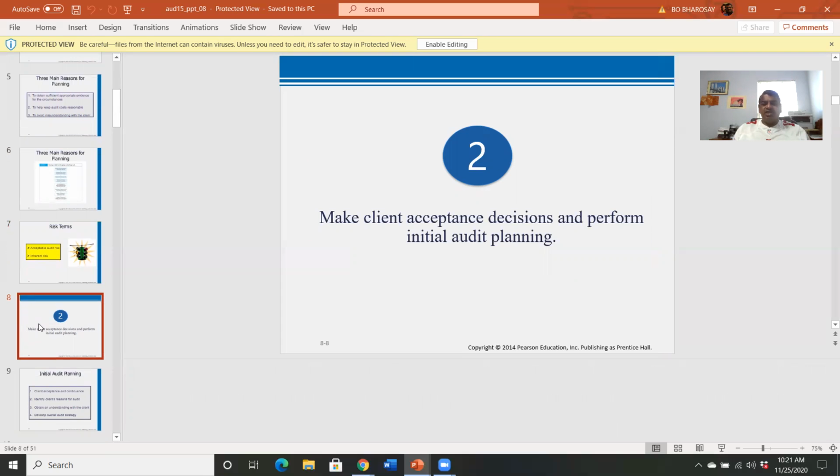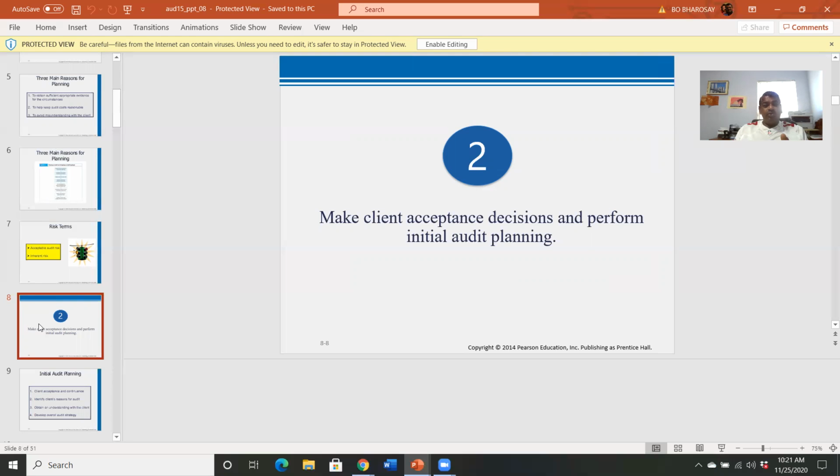Make client acceptance decision and perform initial audit planning. Now, when we go through this section, it's going to sound like steps that you do. But in practice, you do not do one then move to the other. Sometimes you do them simultaneously. A client calls you, they want an audit. You start right on the phone making that decision. Why do you need the audit? What kind of company do you have? What industry are you in? You start to interview the client.